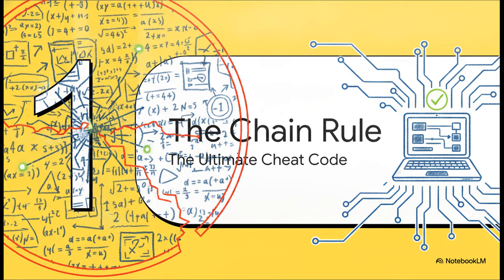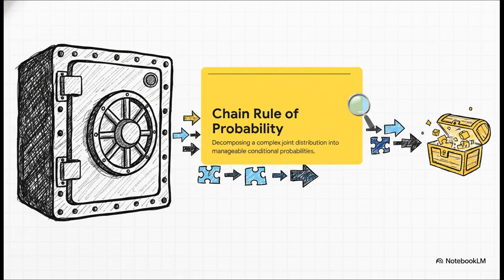Section 1, the chain rule, the ultimate cheat code. Okay, let's dive into this, because this is where the underlying math gives us a brilliant escape hatch, taking us from an impossible computational nightmare to something your laptop could actually handle. So instead of attacking that impossible bank vault all at once, the chain rule of probability gives us basically the ultimate heist plan. It lets us take this massive, multi-dimensional joint distribution and completely decompose it into a sequence of smaller, totally manageable conditional probabilities.